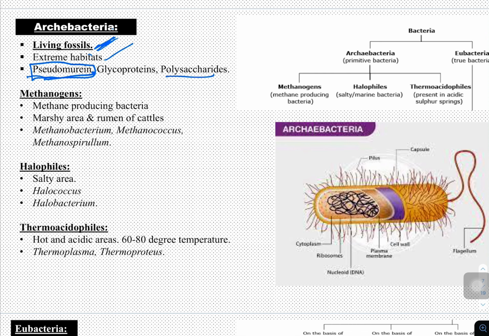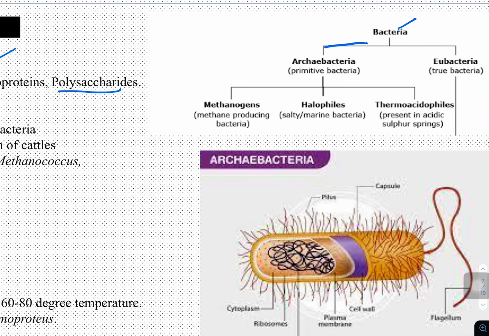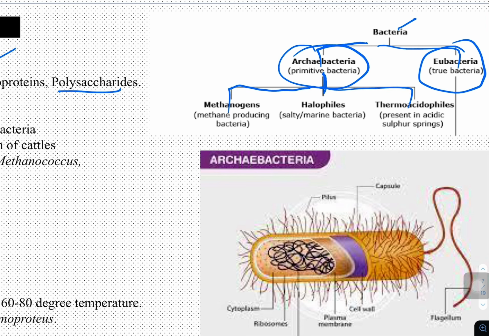Okay, Archaebacteria. In this classification, bacteria are divided into Archaebacteria and Eubacteria. Archaebacteria are called primitive bacteria and Eubacteria are called true bacteria. Now we are discussing Archaebacteria only. Archaebacteria are again divided into three types. The first is Methanogens, the next is Halophiles, and the third is Thermoacidophiles.